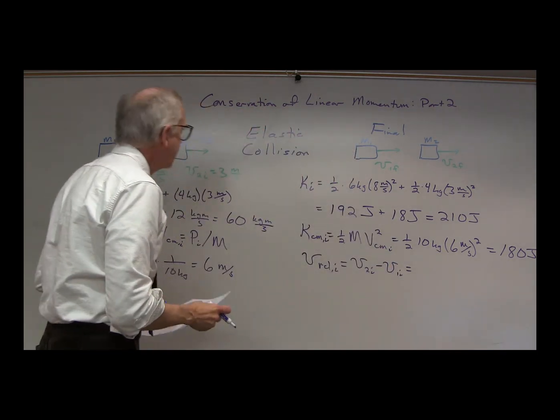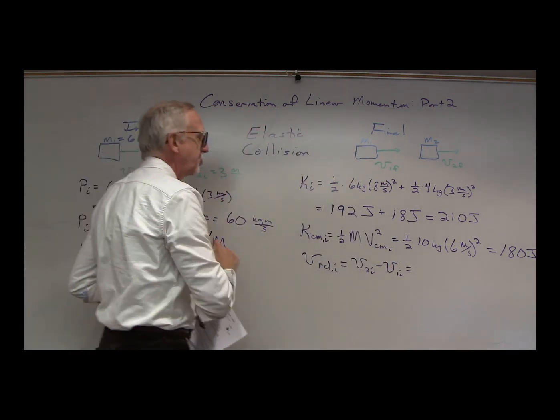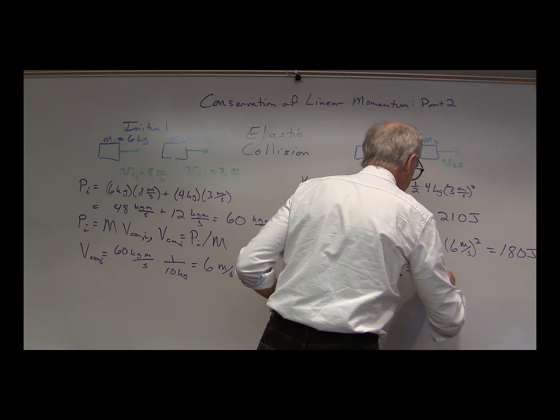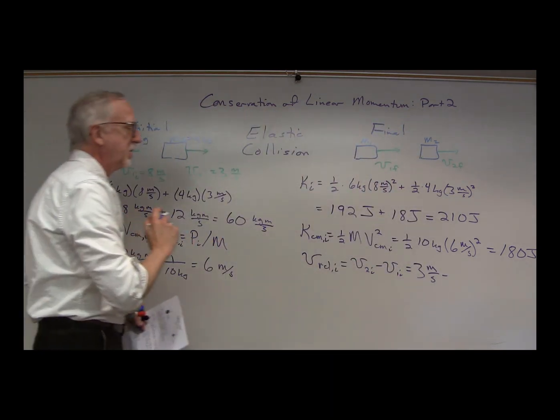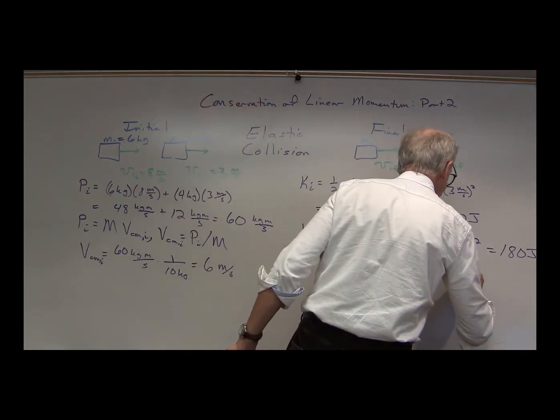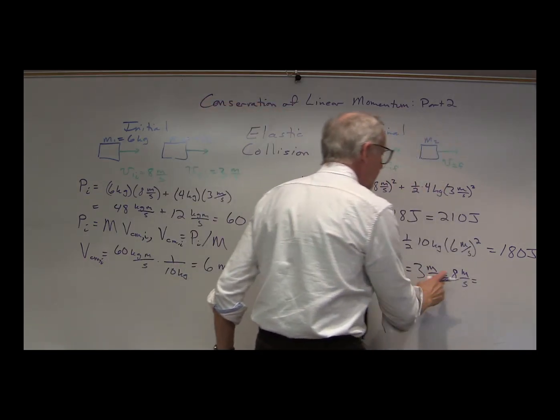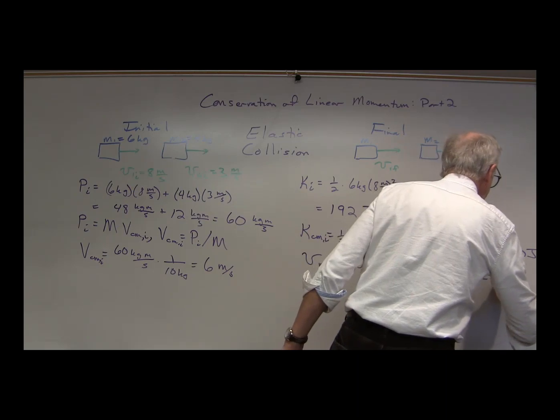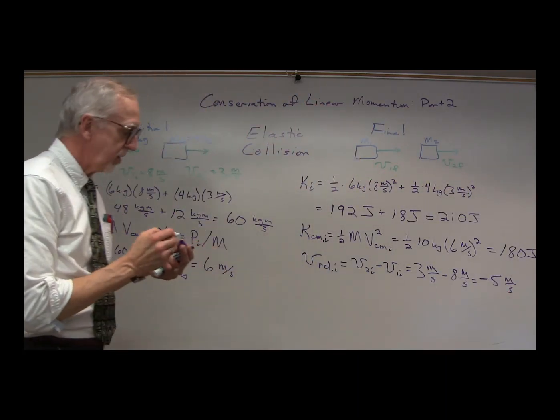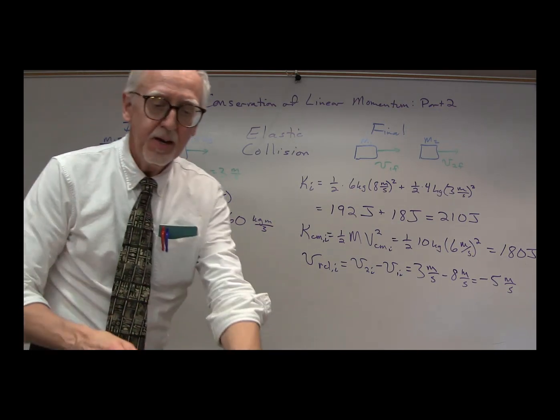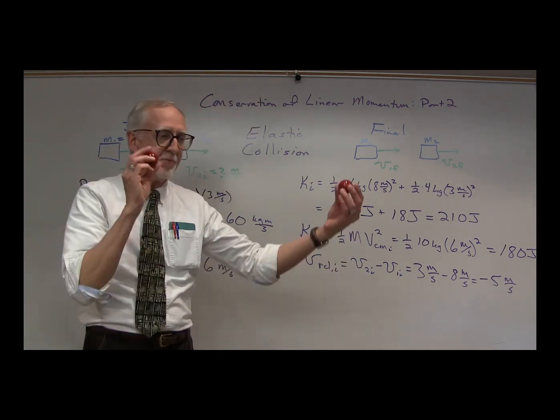So what is that? V2 initial is 3 meters per second minus V1 initial. V1 initial is 8 meters per second. So we've got 3 minus 8, what is that? Negative 5 meters per second. What is that telling us? Well, first of all, it's negative, so what does that mean? Negative means that the objects are coming together.